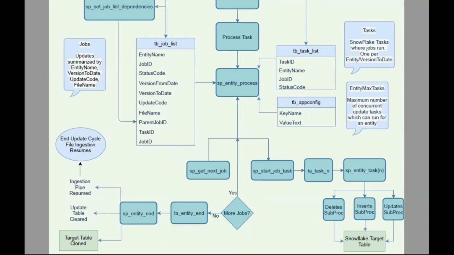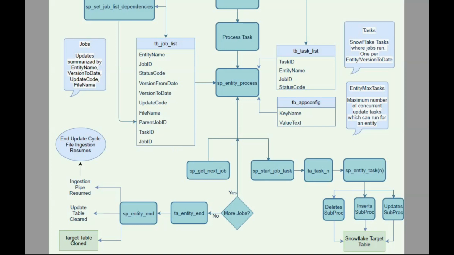SP entity process first calls SP get next job to get the job ID of the next to-do status entry in the job list table, which is ready to be run. If there are no to-do status jobs which can currently be run due to parent job dependencies, it exits and waits for the next execution of the process task. If a job can be run, the procedure calls SP start job task, which determines the next task ID in the task list table with a ready status. If there are no available tasks, it exits and waits for the next execution of the process task.